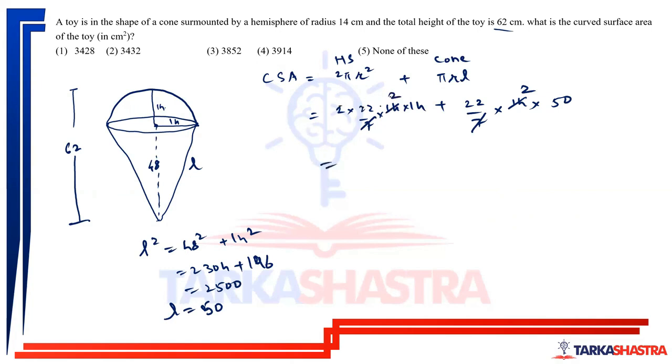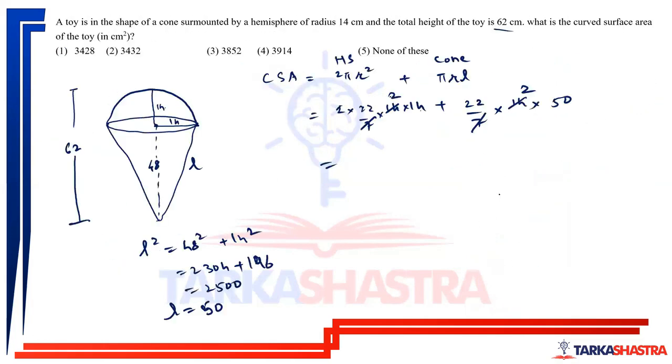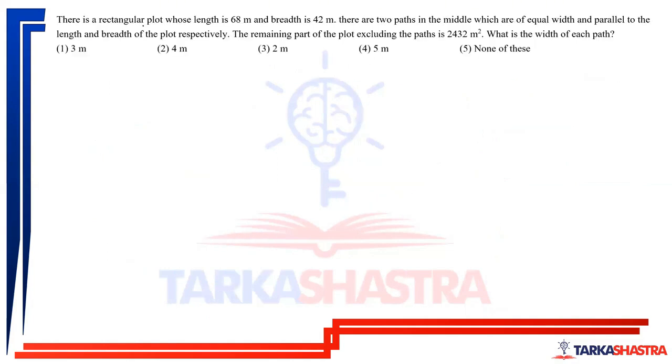Now 2 into 22 into 2 into 14. This calculation we have just done. 22 into 2 into 2 into 14 is 1232. And this is how much? 22 into 100. That is 2200. So this becomes 32 and this becomes 34. 3432 centimeter square will be the answer. Very easy.